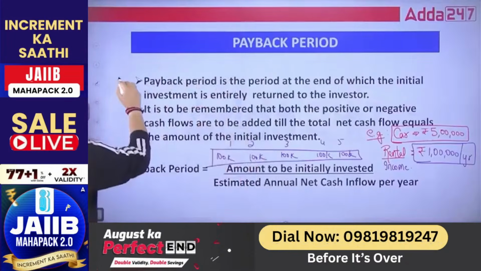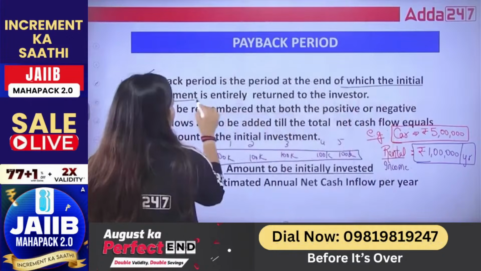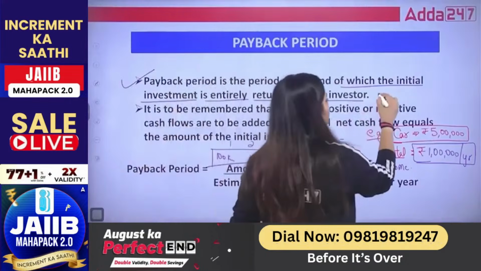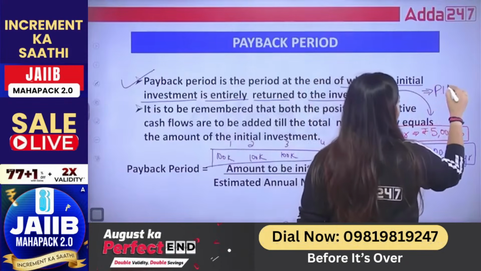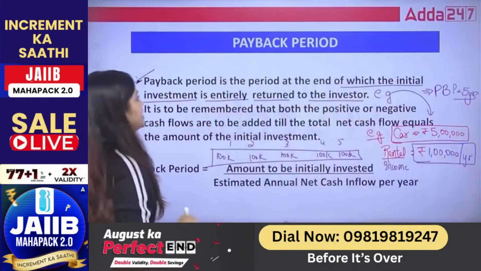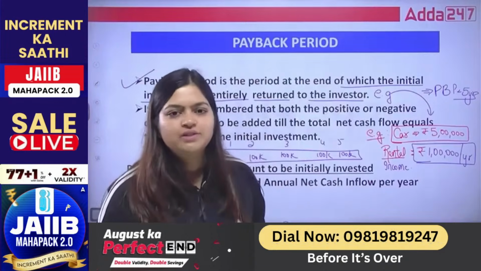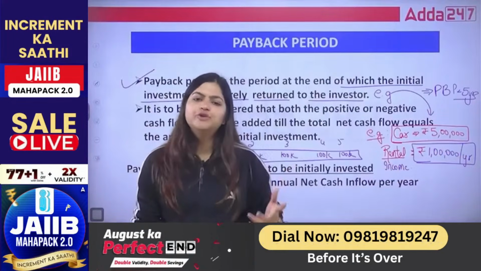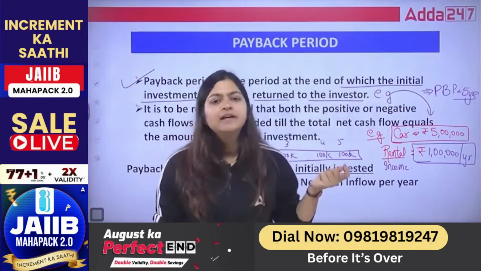Now let's read this. So payback period is the period at the end of which the initial investment is entirely returned to the investor. So as per this example, I will get the payback period as 5 years. Correct? So this is how we are going to calculate. Payback period means the simple calculation: in how many years we are going to recover it, just by adding whatever future incomes we are analyzing. The same thing payback period talks about.